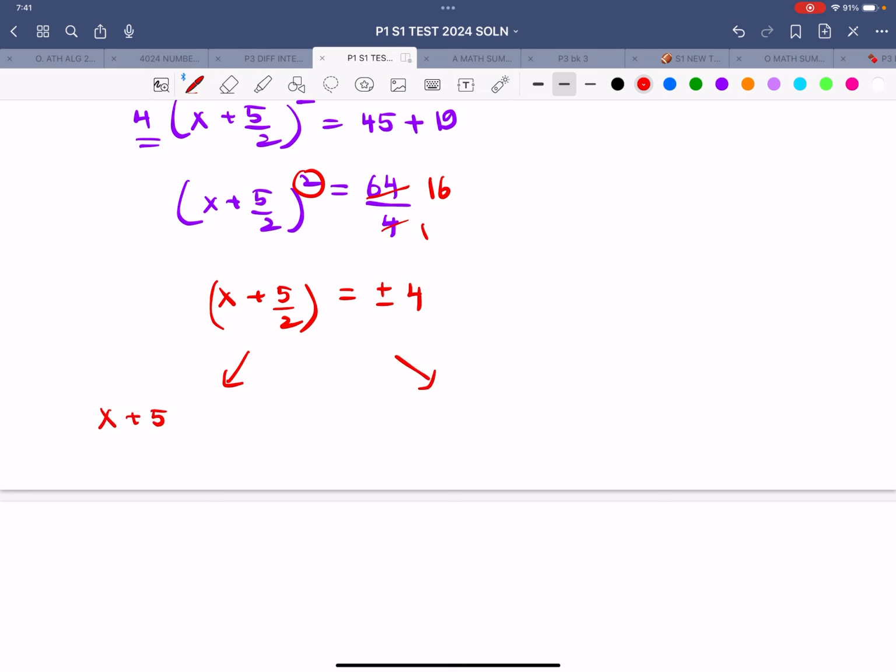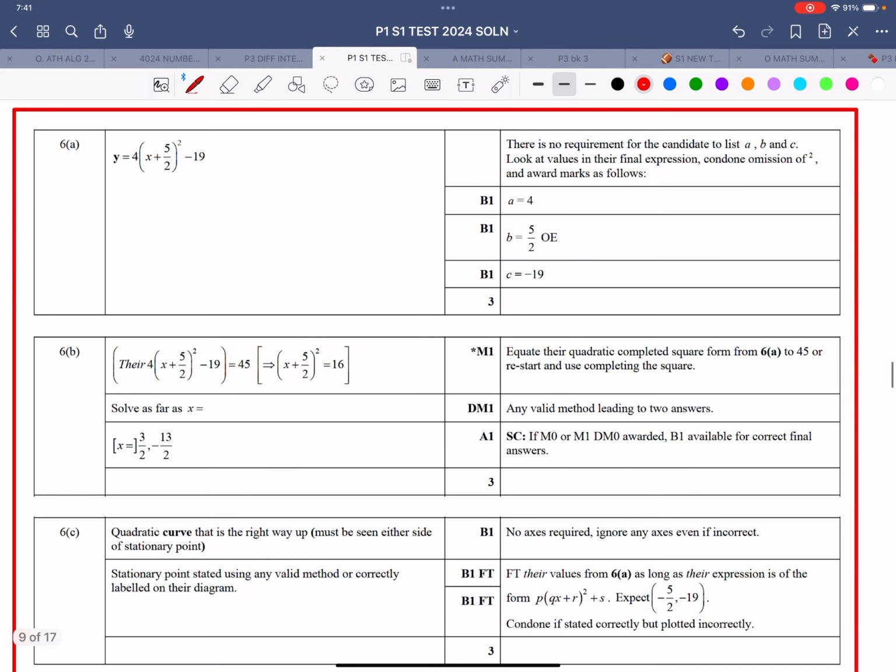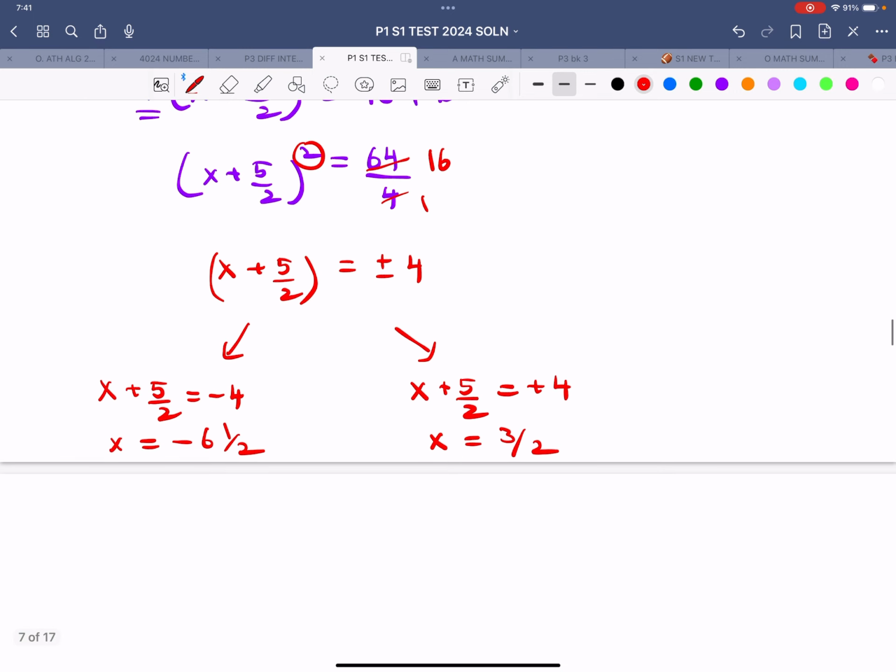X plus 5 over 2 equals negative 4. X plus 5 over 2 equals positive 4. X is 4 plus 2.5, that is 6.5. So that is negative 6.5. And this is 4 minus 2.5, which is 1.5, which is 3 over 2. So do double check the answer. And that's right over here. Hold for a second. This first thing is all good. And 3 over 2 and 13 over 2. 13 over 2 is 6.5 with this negative sign. All good, all clear.